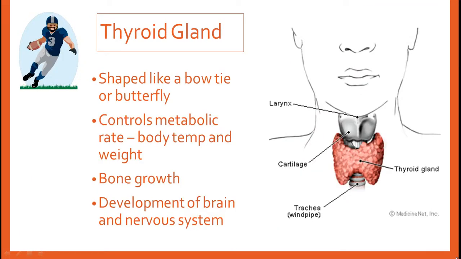Let's start with our thyroid gland. It's right in our neck, in our throat, and it's shaped like a bow tie or a butterfly. It is in charge of all of our metabolism, our body temperature, our weight. If you're feeling kind of tired or kind of hyper, a lot of times your thyroid gland has something to do with that. It will help regulate bone growth and the development of the brain and the nervous system. Okay, I have a video on this.